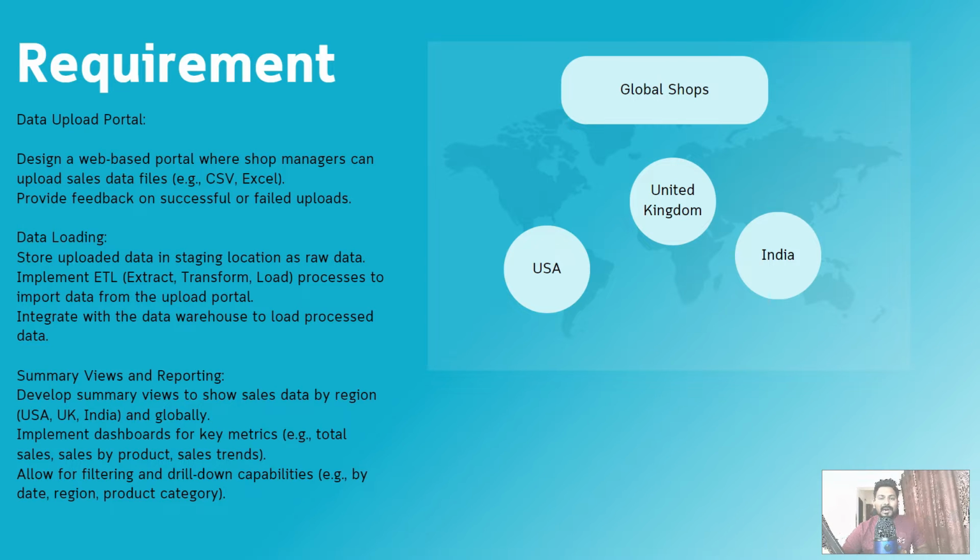Okay, and at the end, data collected from all the shops, so data collected from USA, data collected from UK, data collected from India, has to be loaded in a centralized data warehouse. In Google Cloud we have BigQuery as a data warehouse. So what we'll do, we'll extract that data from all the files, all the locations, and we'll load it into the centralized BigQuery. So this is the functional requirement.